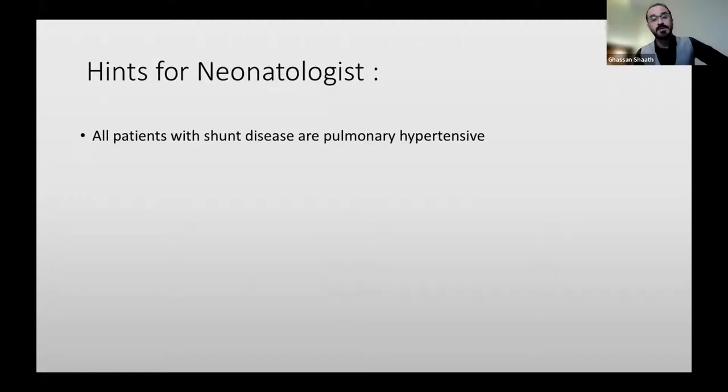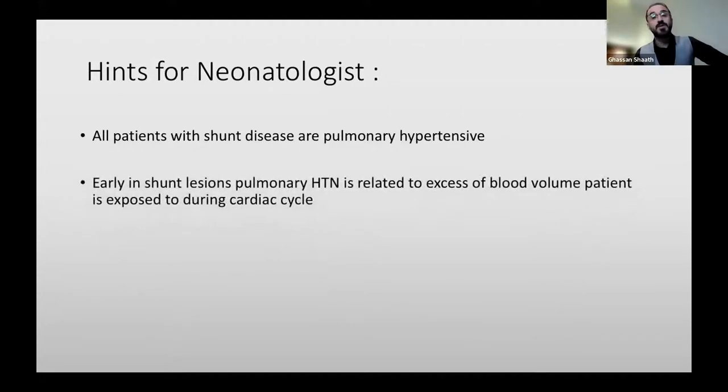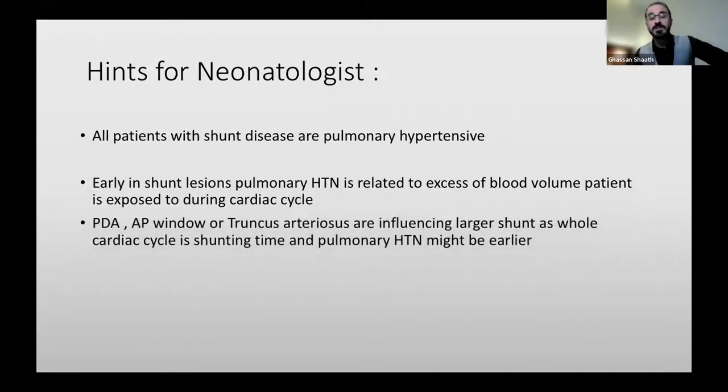all patients with shunt lesion are pulmonary hypertensive, but this pulmonary hypertension is volume related, and it might get all the way to Eisenmenger once we get through the pulmonary vascular bed disease and vascular constriction. Then it becomes a pulmonary hypertension that's maybe intractable or irreversible, what we call Eisenmenger syndrome.